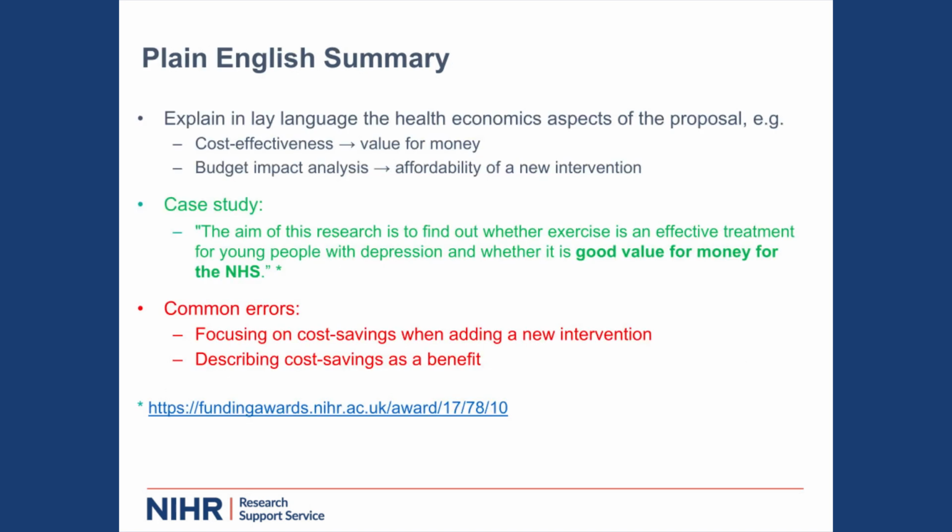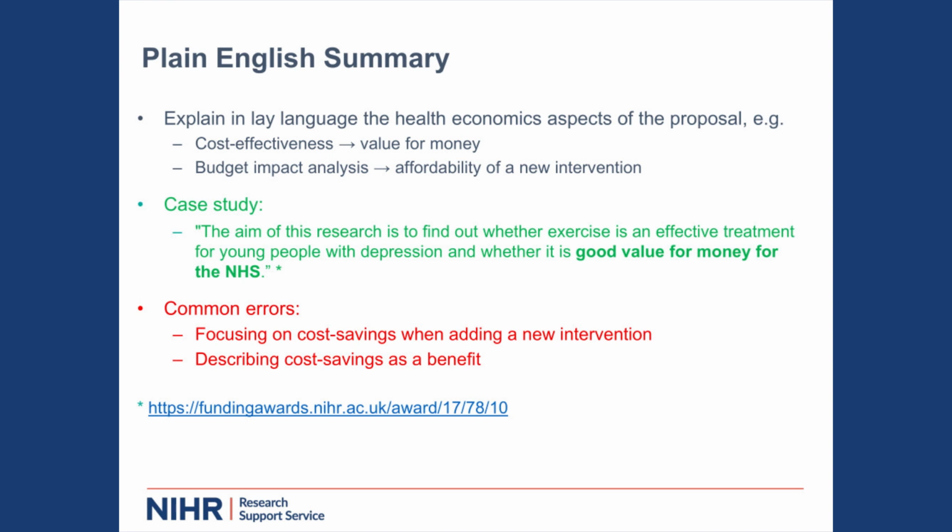Think about the different sections of your grant application. First section we come to is the plain English summary. So you want to explain in lay language the health economics aspects of the proposal. If it's a cost effectiveness study, you're likely to talk about value for money. That's quite an understandable way of thinking about what we mean by cost effectiveness.